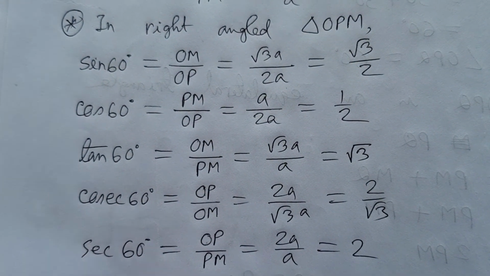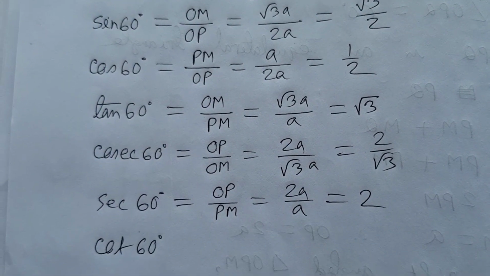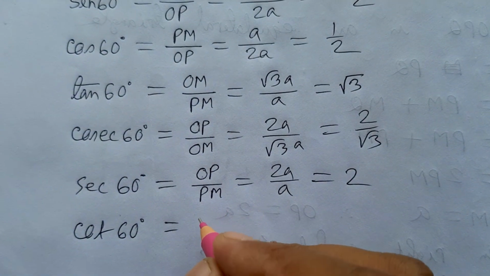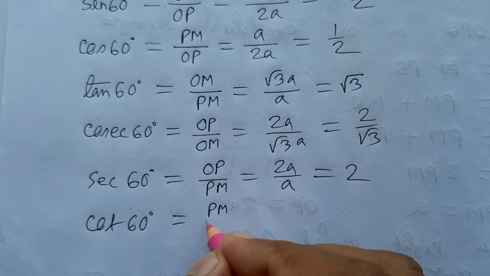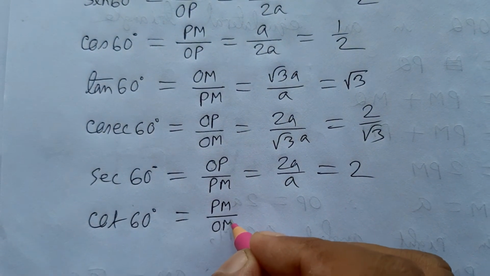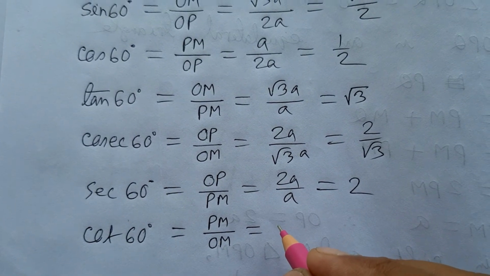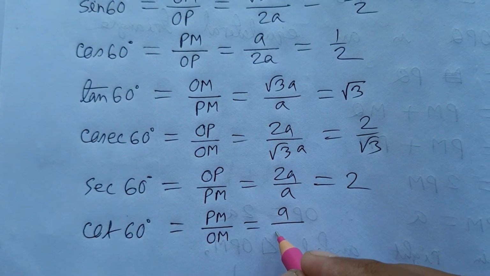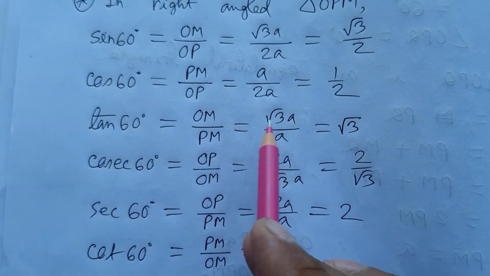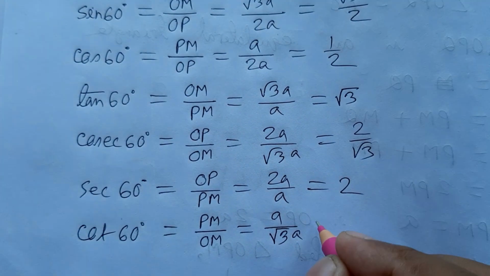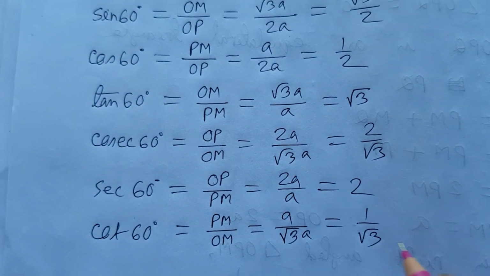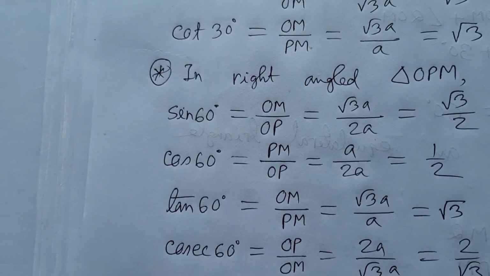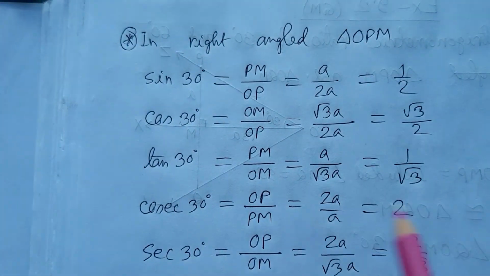Last of all, cot 60 degrees, and cot is the opposite of tan. So we can write PM divided by OM, which is equal to A, since PM means A, by OM, which means root 3A. Finally the A's cancel, and we get 1 by root 3. So the second one is the trigonometric ratio of 60 degrees and the first one is the trigonometric ratio of 30 degrees.